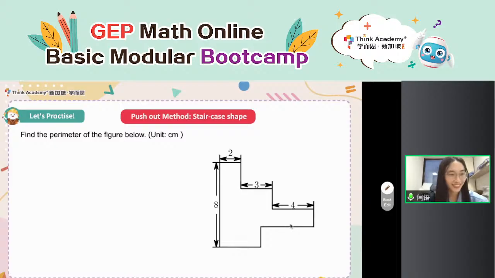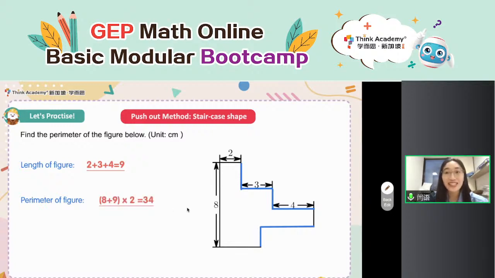34, are you sure? Are you sure? Okay, good. Easy, right? Now you see, what is the length of the figure? Actually here, we can just push all the horizontal lines to the top or to the bottom, right? So here I can get 2 plus 3 plus 4, which is 9, okay? And then what about the breadth of the rectangle? Actually, you see that it is exactly 8. So now, we can get the perimeter of the figure is 8 plus 9 bracket and then times 2. The answer should be 34.